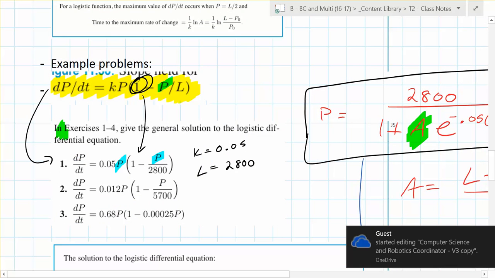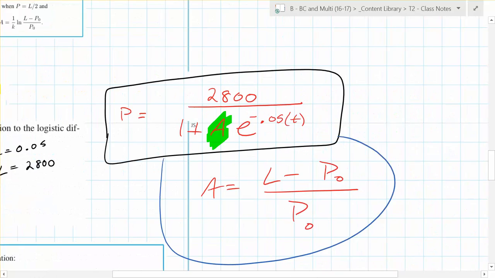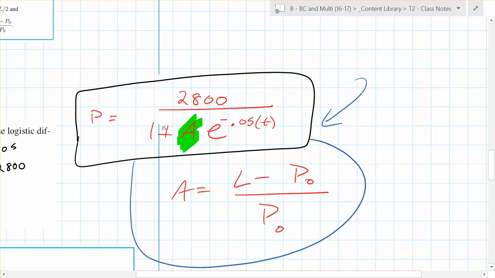Does this state an initial population in this question right here? Does it state an initial population? It doesn't state one. So this is as specific as we can get right now, without that initial population.